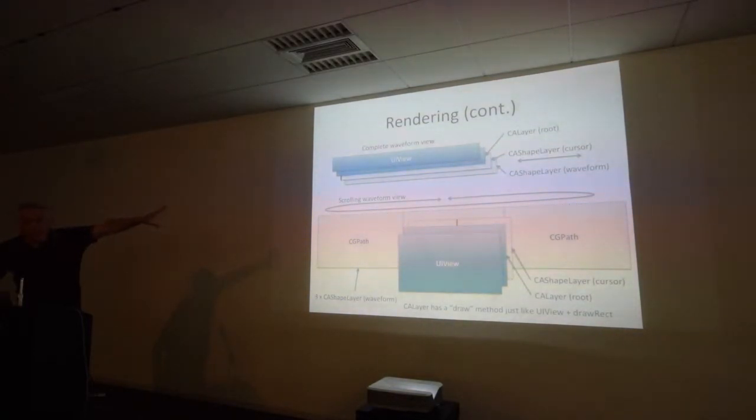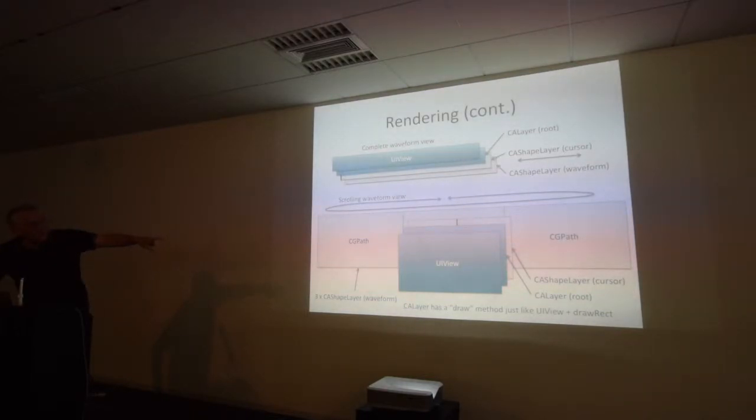Every UI view comes built in with a CA layer underneath it. That's what actually contains the content. We've had to add two more shape layers underneath that as child layers of the CA layer, one to hold the cursor and the other one to hold the actual waveform itself. And on the complete waveform view, it's the cursor layer that actually moves to show movement in the file. The waveform itself is static and the cursor moves back and forth.